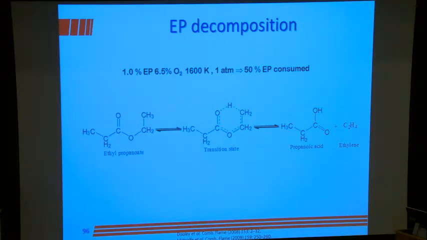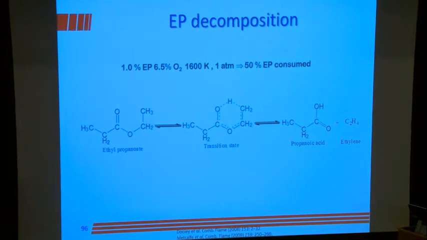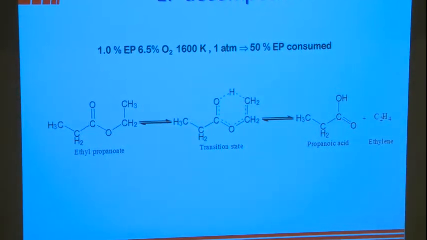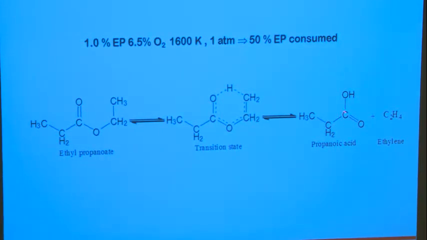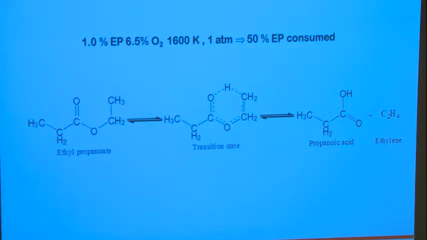However, if we look at ethyl propanoate decomposition at the same condition, 50% fuel consumed and the same temperature and so on, what we see is that ethyl propanoate is decomposing via this 6-member transition state ring, which is facile, it has a low activation energy, producing propanoic acid and ethylene. This is almost exclusively what happens. Nothing else really is important. So really, if we have an ethyl ester, what we have is an acid and ethylene, because it becomes an acid and an ethylene very quickly.